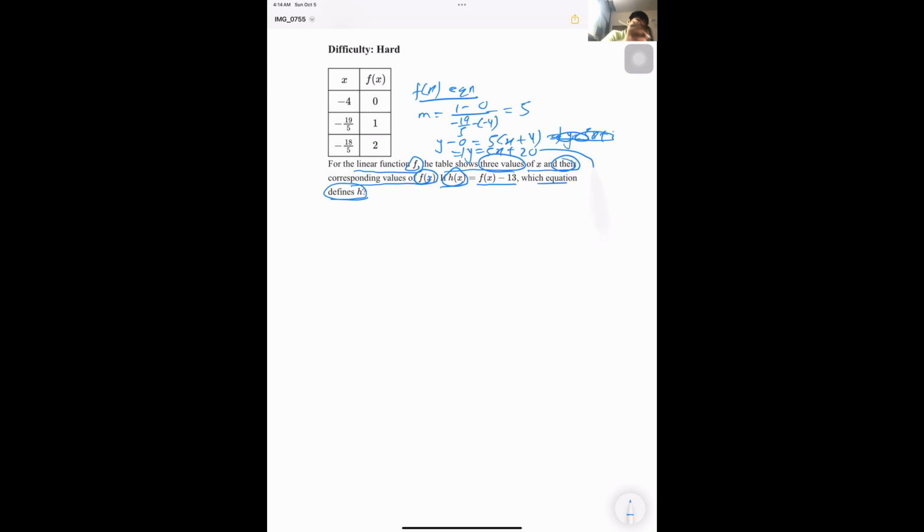Carry this equation here. This is the f(x) equation, so h(x) equals f(x) minus 13, or h(x) is 5x plus 20 minus 13, which is 5x plus 7. So this is the equation of h(x).